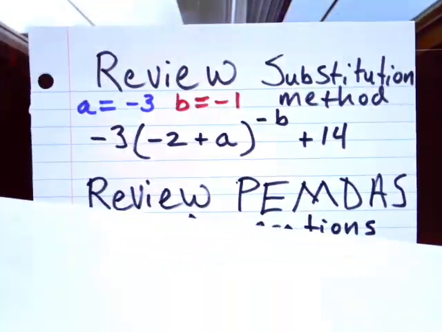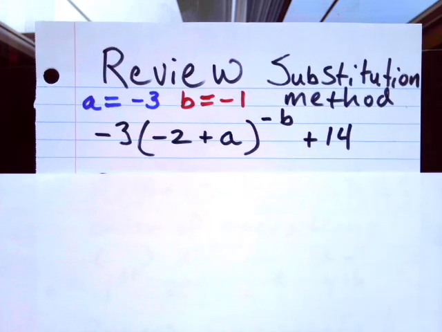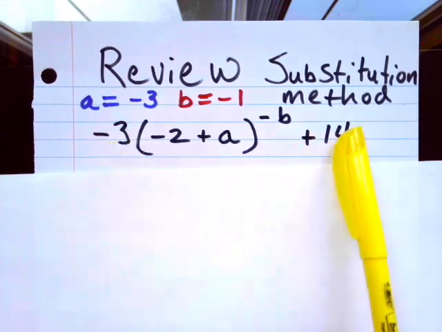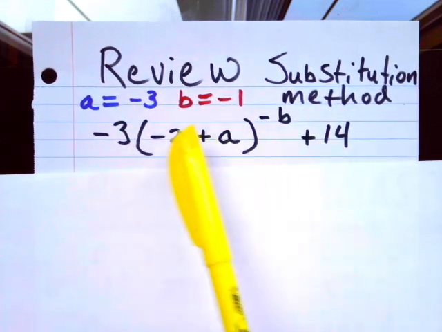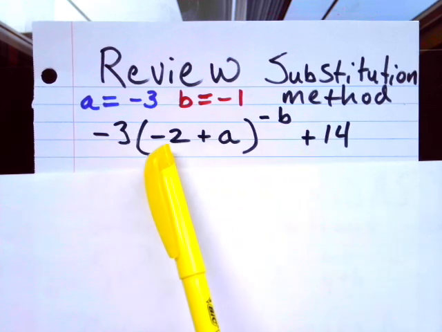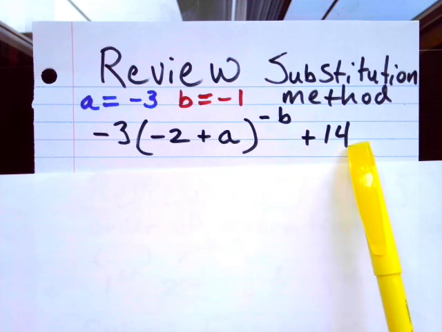So a few things I would like to go over and review with you here prior to getting started in answering this type of question. I'd like to review, of course, with you the substitution method. And I've got a sample problem here where we have a value for A and B. Negative 3 times the quantity of a negative 2 plus A raised to the negative B power plus 14.